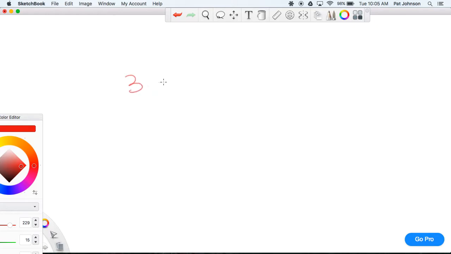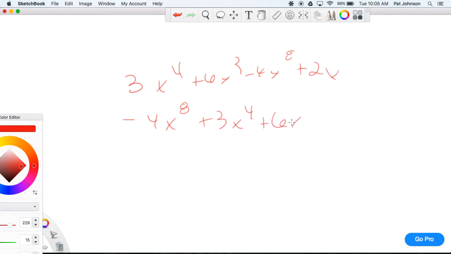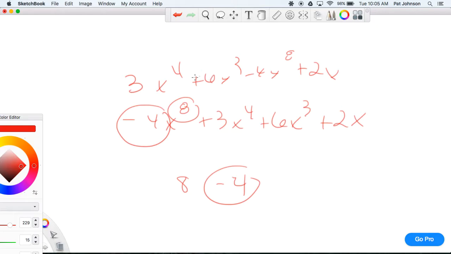Let's look at the next one. 3x to the fourth plus 6x cubed minus 4x to the eighth plus 2x. They're not in degree order. If I rearrange them, it's going to be negative 4x to the eighth plus 3x to the fourth plus 6x cubed plus 2x. Now they're in degree order. So it has a degree of 8, and its lead coefficient is negative 4. Don't assume that it's in degree order and that the first term is always the degree of the polynomial. You have to put them in degree order, and the highest is the degree.